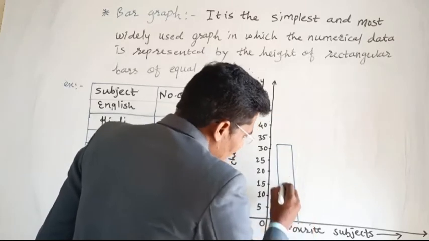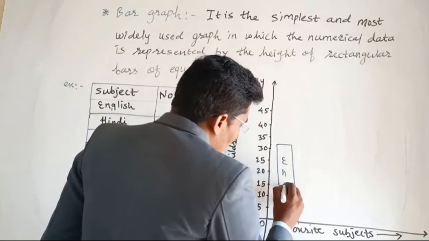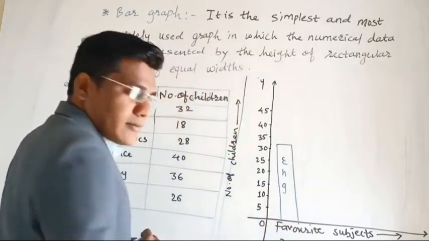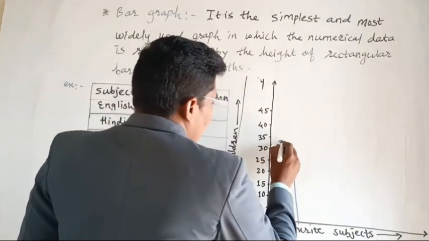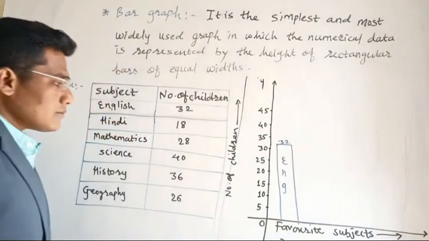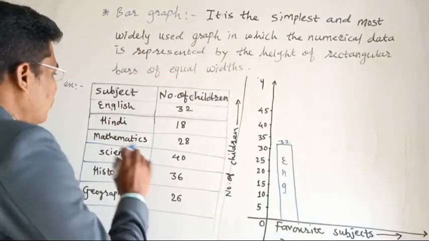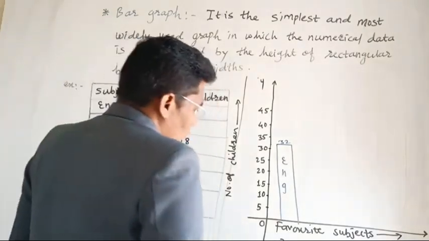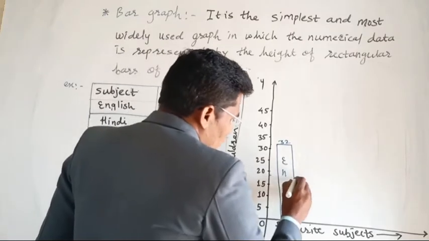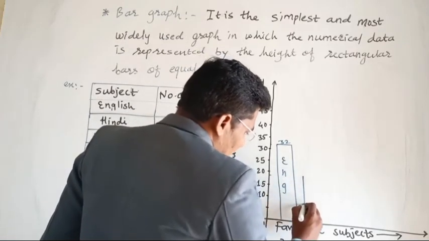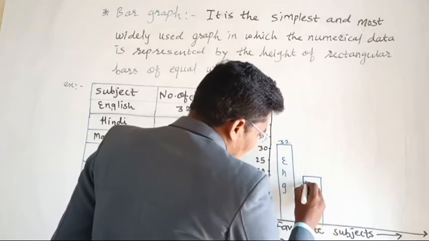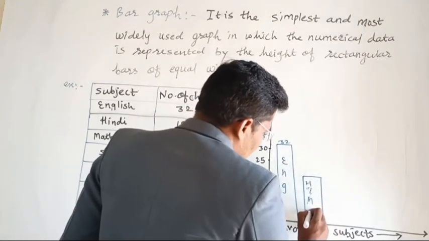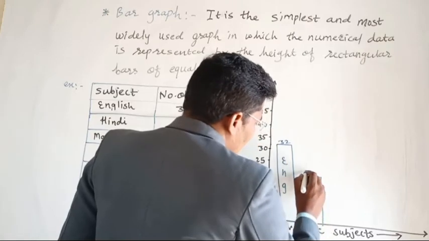It is nothing but English, 32. Now the next one is 18. So 18 will be here, so I will draw the Hindi here of the same width, and it will be equal to 18.